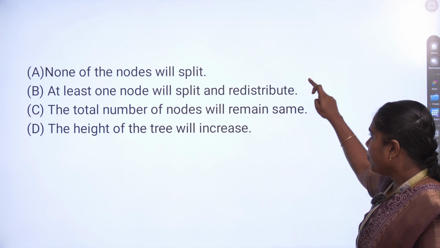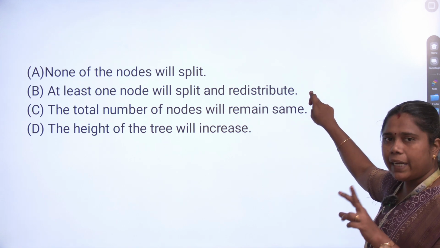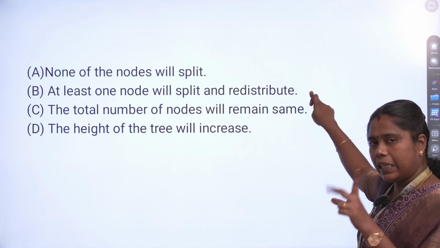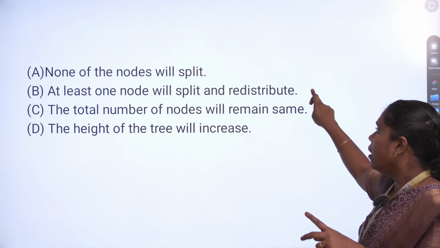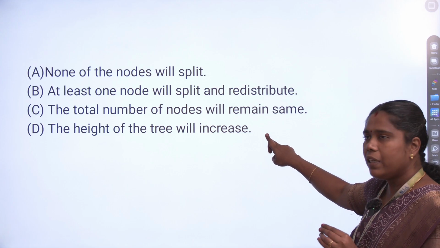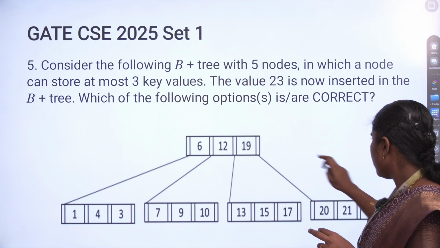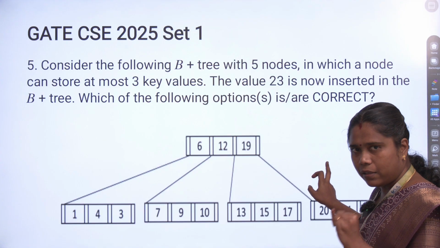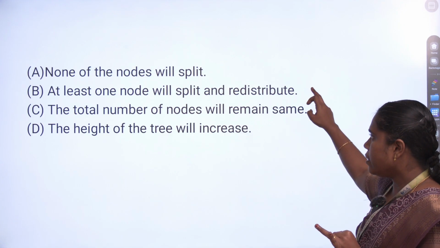So the first one is: at least one node will split and be redistributed. So the node is split, at least one node will split and it is redistributed. And one more option is also possible: the height of the tree will increase. So this option is also possible. The height of the tree is increased and the nodes are also distributed.